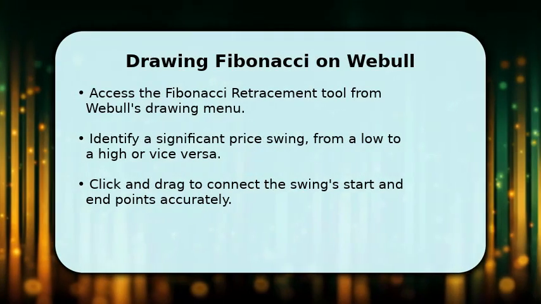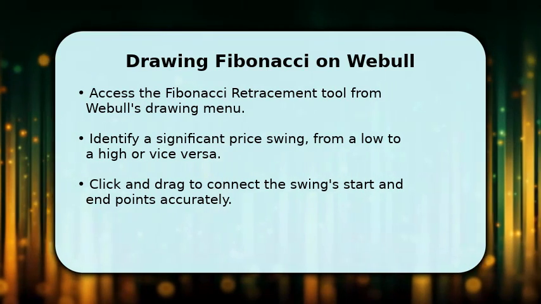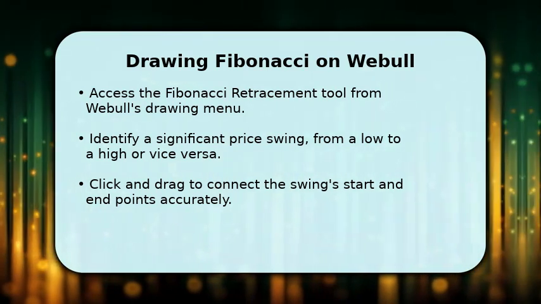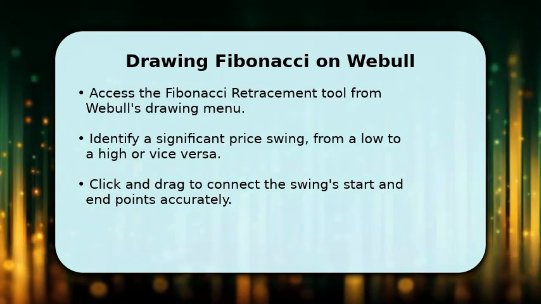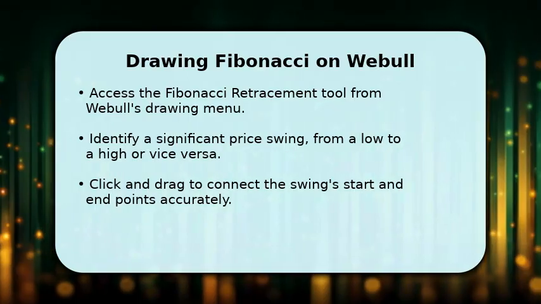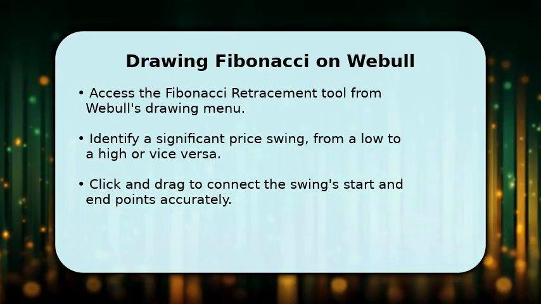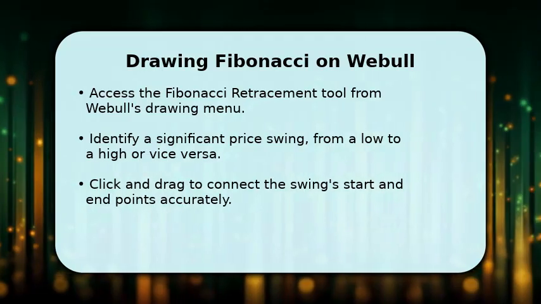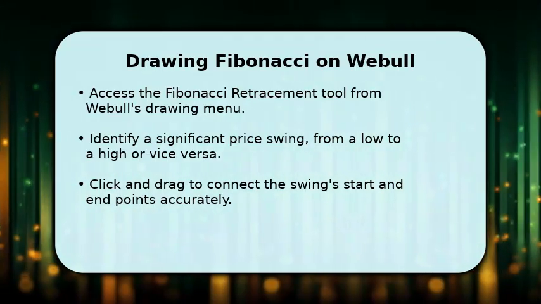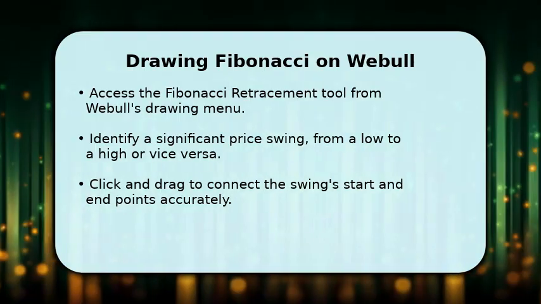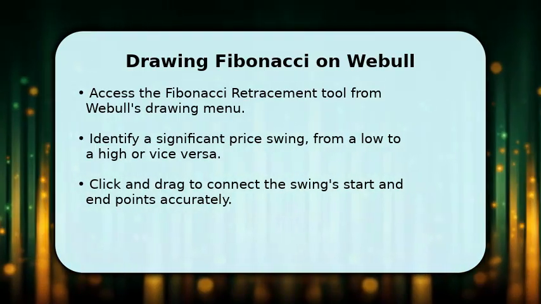To draw Fibonacci retracement on Webull, navigate to the Drawing Tools menu on your chart. Select the Fibonacci retracement option. You'll then need to identify a clear price swing, either from a significant low to a high or from a high to a low. Click at the start of the swing and drag to its endpoint to apply the levels.